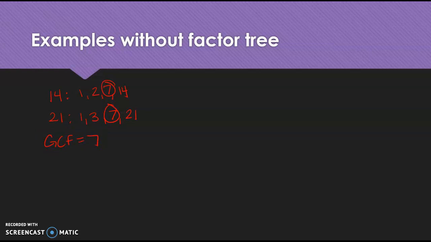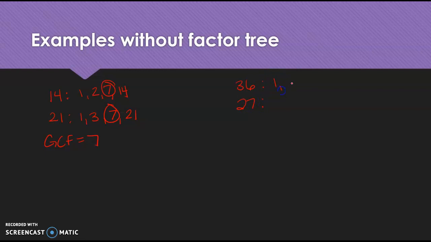And that's one way of doing it. And you're like, well, yeah, Mrs. Cartwright, there weren't very many numbers. That was fairly easy. You're right. You're not wrong. There wasn't. We could do something like 36 and 27, right?